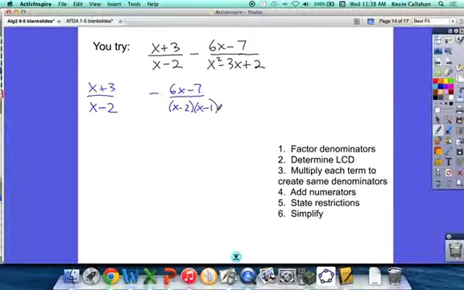So that's factored. That will make our LCD, right? The first term has a denominator of x minus 2, which means it has a factor of x minus 2.